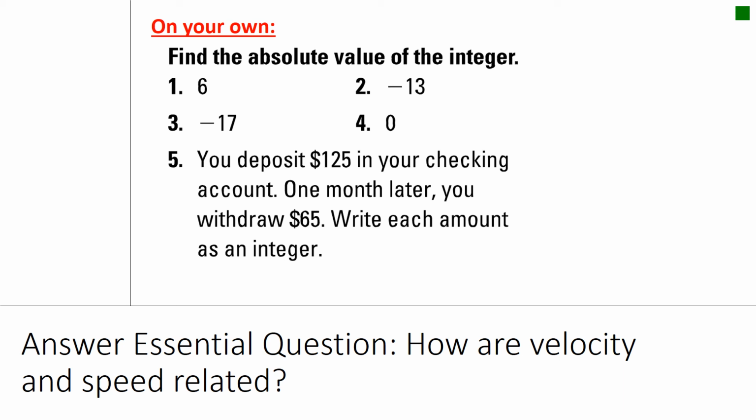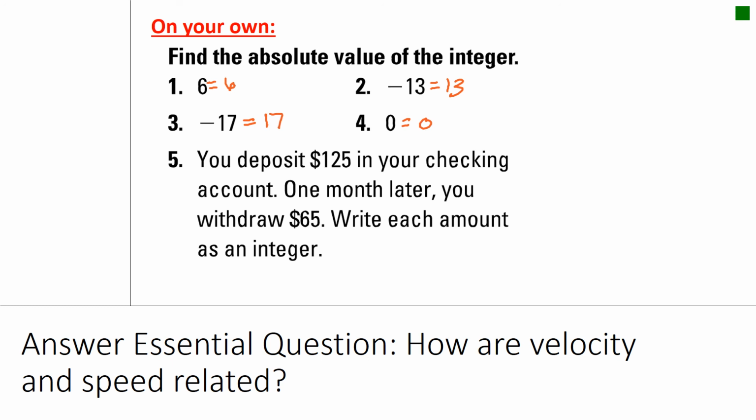Thank you for pausing your video. For number 1, you should have found that the absolute value of 6 is 6. The absolute value of -13 is 13. The absolute value of 0 is 0. The absolute value of -17 is 17.